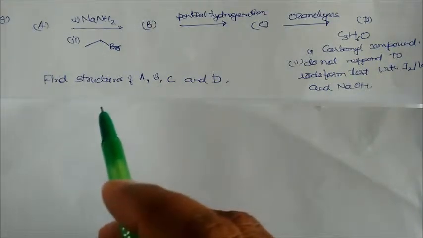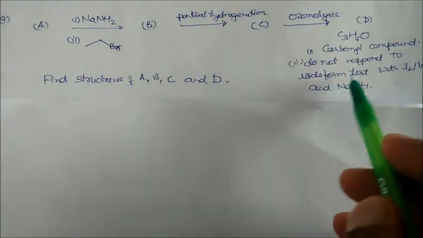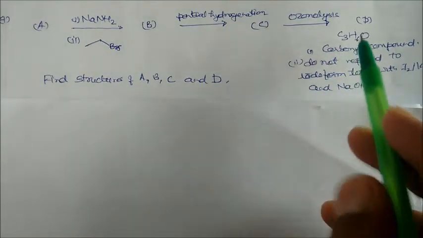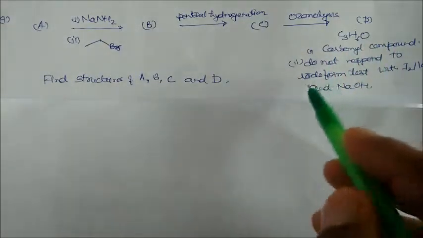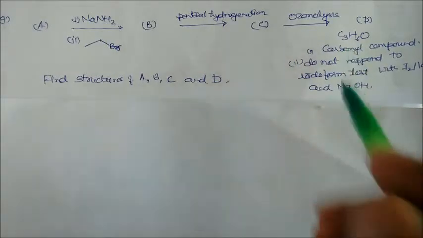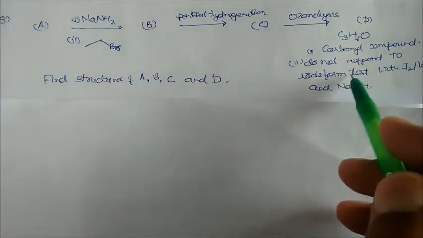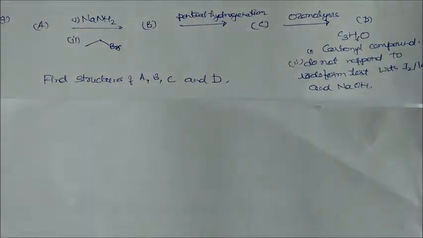So one thing is very clear, that this is a carbonyl compound and does not respond to the iodoform test. So this compound could be a ketone. It is a possibility, because the ketone is not possible. You can say it is propanal. So propanal does not respond to the iodoform test, and propanal is the carbonyl compound. So see what structures are possible here.